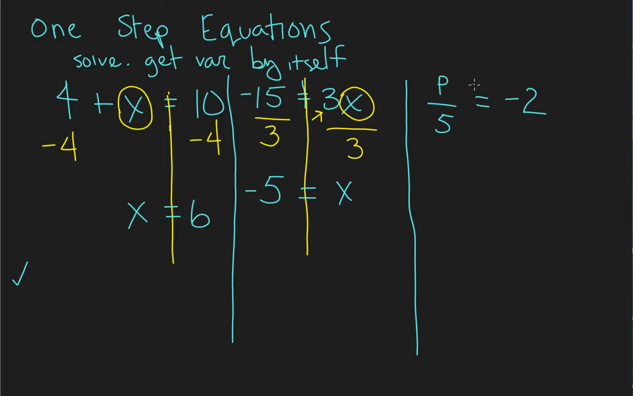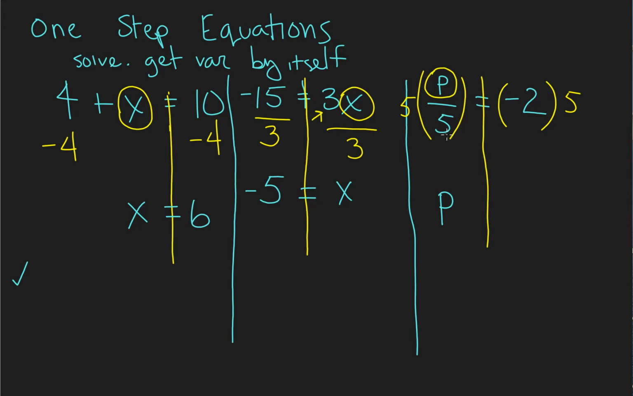Last example here, we make the line to separate the sides at the equal sign. My goal is to isolate the p. So this means p divided by 5. We can get rid of this by doing the opposite, which is, sorry, I don't have a lot of room, multiply by 5. You can also think of this like a fraction. And remember, if you multiply by the denominator, you're left with the numerator.